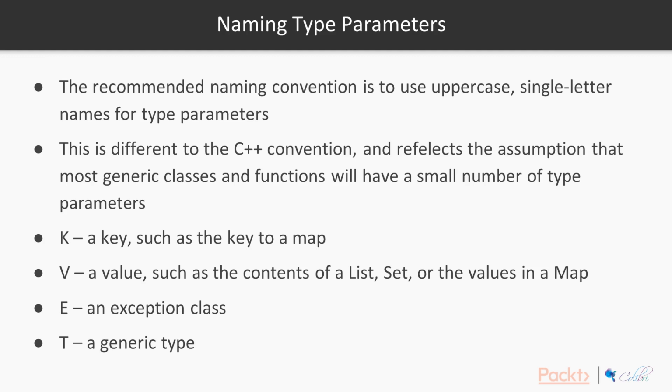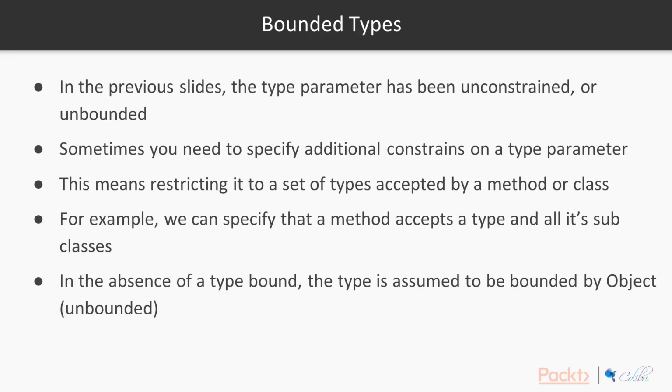And there are a couple of common ones. So typically K will be a key, such as the key in a map. V will be a value, such as the contents of a list, a set, or of course the values in a map. E will be if there's some kind of generic exception class, and T will be just any other generic type.